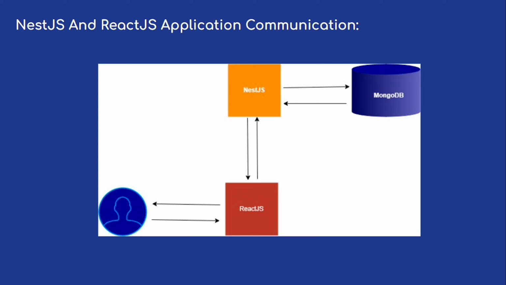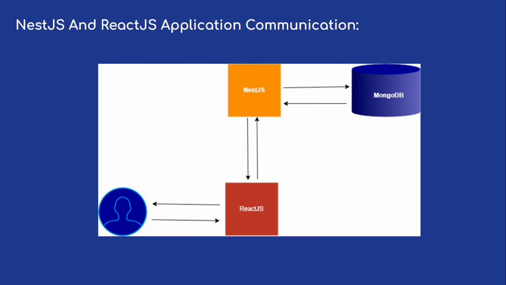Here are a few things we have to understand. MongoDB is a database to store the data. NestJS is an application that runs at the server, whereas ReactJS is a single page application that runs on the browser with the help of JavaScript. Whenever a user requests, the first thing, the ReactJS JavaScript code downloads onto the browser. Then the UI application gets started running on the browser.